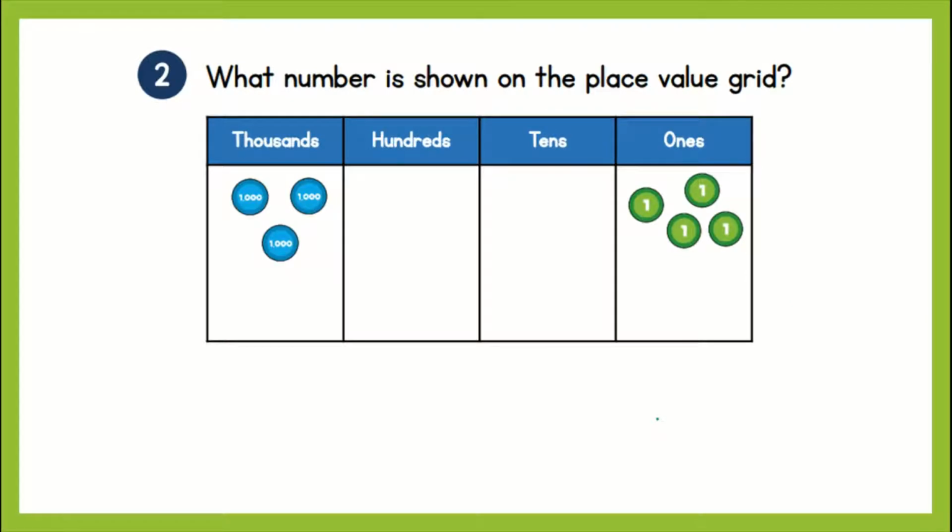Question 2. What number is shown on the place value grid? So in the ones column, we've got 4. In the tens, there's none. In the hundreds, there's none. And in the thousands, there's 3. Now we need to write this out. So 3 in the thousands column, 0 in the hundreds column, 0 in the tens column, and 4 in the ones column. So the answer is 3004.